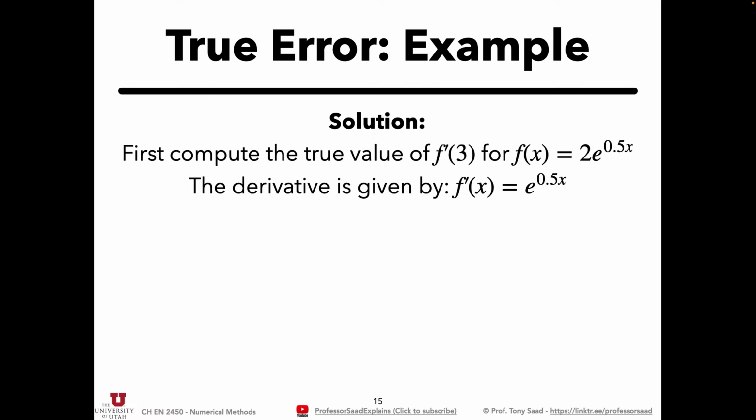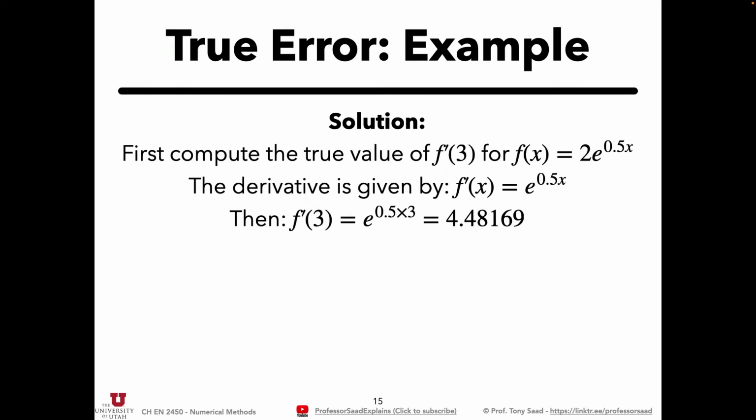Okay? The true derivative is given by f prime of x, which is u prime e to the u times 2. So you get 1 over 2 times 2, which is 1. You get e to the 0.5x as the derivative. And then finally, I get the true value of f prime of 3, or supposedly the true value. I'm going to show later that there's no true value ever. But the supposedly true value is 4.48169, however many significant figures we can handle. OK, so now we have the true value.